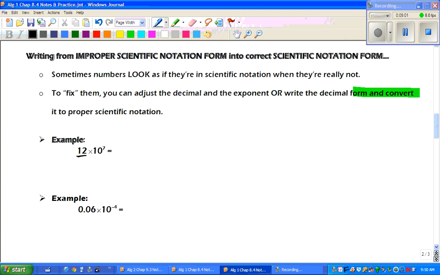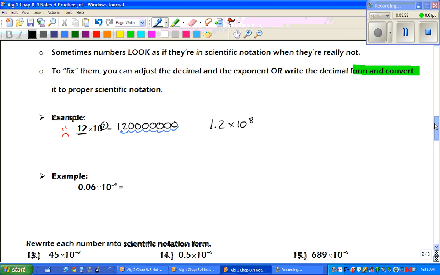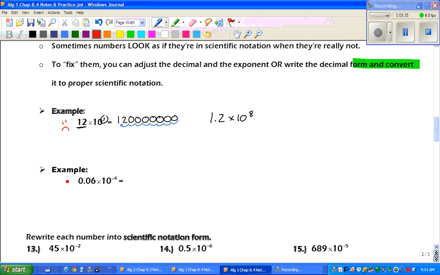If you notice, 12 is not less than 10, so that's why it's not in proper scientific notation. So we have to add 7 zeros. 1, 2, 3, 4, 5, 6, 7. And now to put it in proper scientific notation, 2, 3, 4, 5, 6, 7, 8. It should really be 1.2 times 10 to the 8th power. Once again, it's not in proper scientific notation.